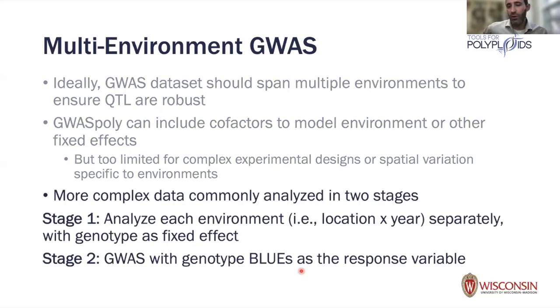And this is not a unique limitation of GWASpoly. I would say this limitation is common, that many times specialized software for these types of analyses has some limitations. So people often will do their analysis in 2 stages. They'll use a more general purpose software for mixed models to analyze each environment separately and compute a BLUE, or best linear unbiased estimate, for each genotype as a fixed effect in each environment. And then in stage 2, they will combine all the BLUEs across the multiple environments. That's the response variable. And now they do the GWAS using, let's say, environment as a fixed effect. And the more sophisticated analyses were already taken care of in stage 1.